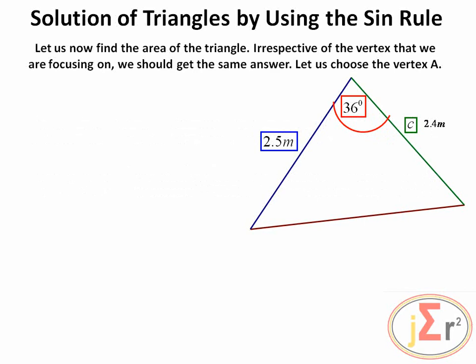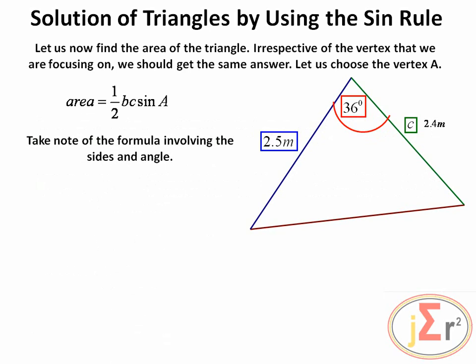So let us now find the area of the triangle. Irrespective of the vertex that we are focusing on, we should get the same answer. So let us choose the vertex A. What is the reason? Take note of the formula involved, the sides and the angle. We are using A because this one is already given and this is given. We did not calculate these. That is one reason why we are using the vertex A.